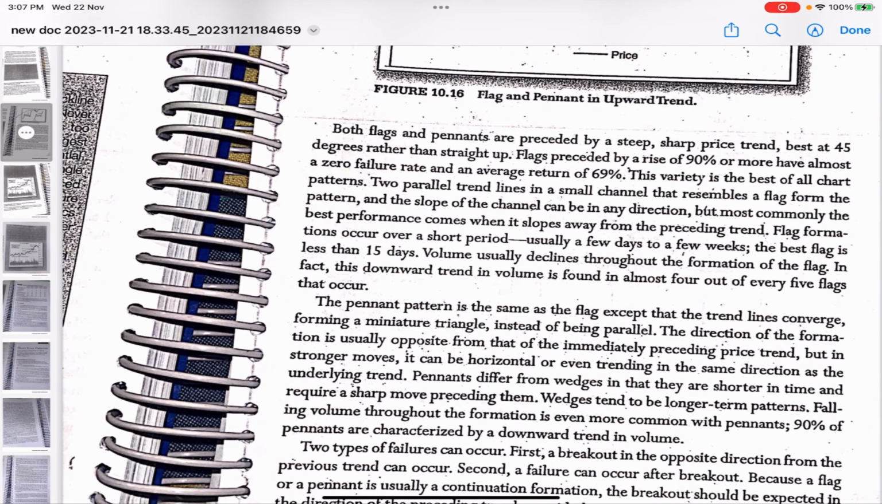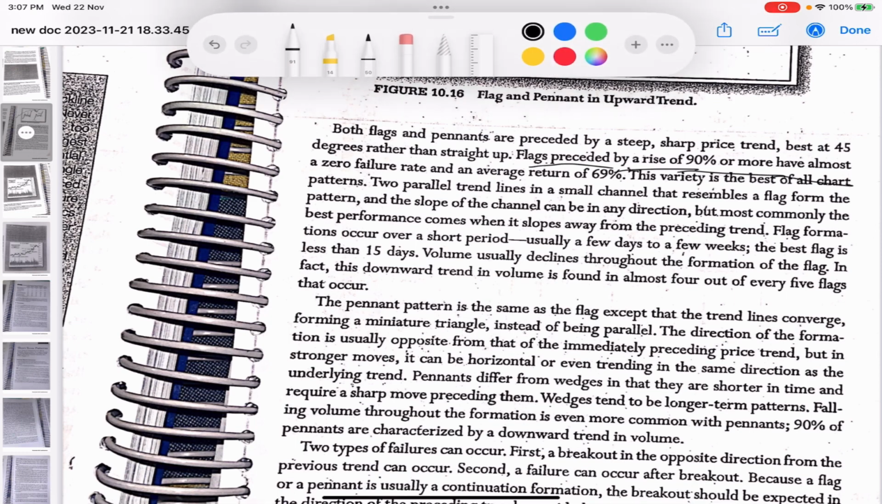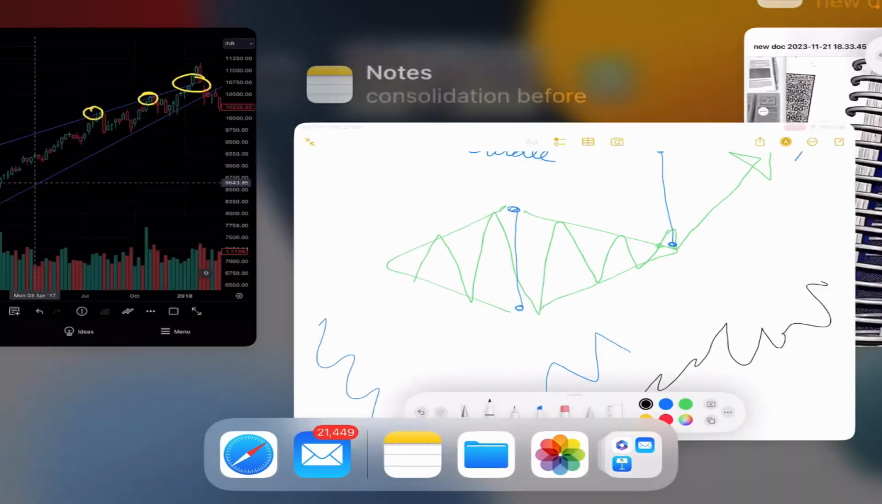Moving on, we can see that flags preceded by a rise of 90% or more have a zero failure rate and an average return of 69%. So that's what it is, if you follow one particular pattern with utmost discipline and take every single trade on that pattern, then you will literally get a 70% return.